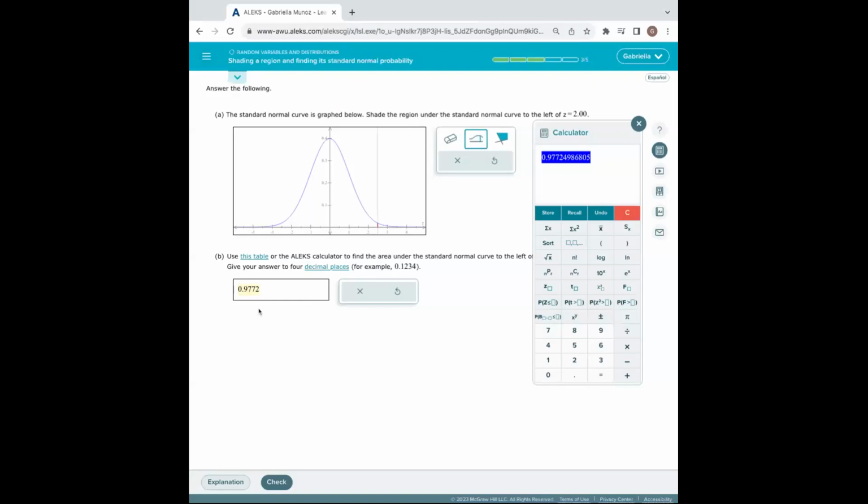All right. So this one is to the left of 2. You want to grab that right there at 2. You're at -2, negative. You don't want to do that. Yeah, at 2, right here. That looks good. Yep. Okay. And then shade to the left of that.